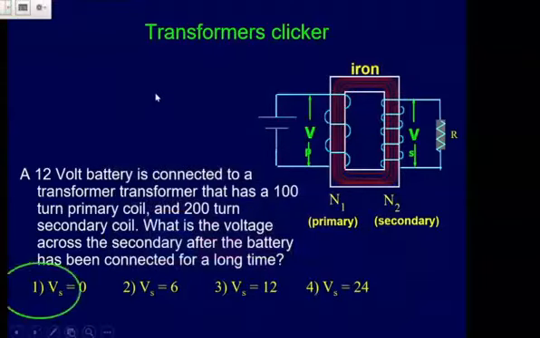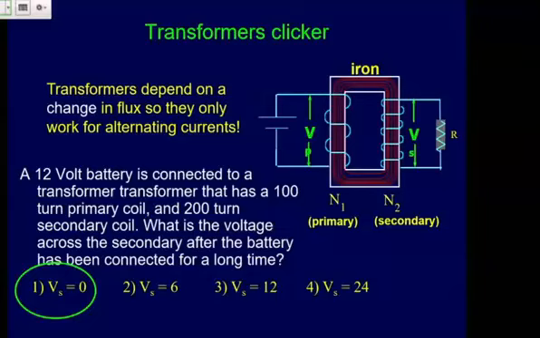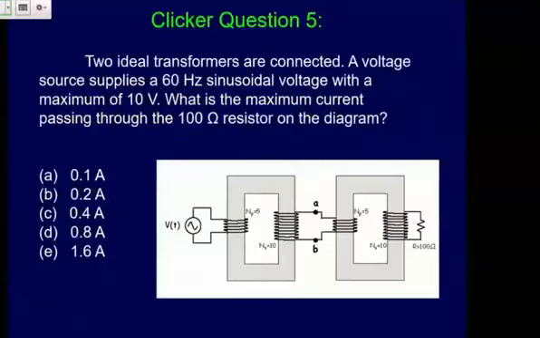So here's the explanation of that. The 12-volt battery is connected to a transformer, but transformers depend on a change in flux, so they only work for alternating currents.